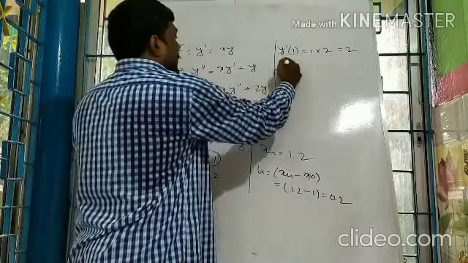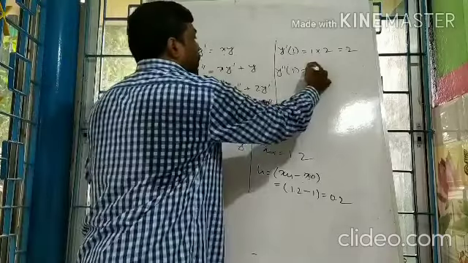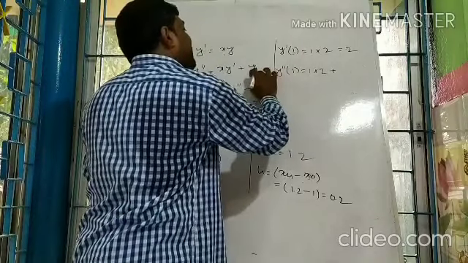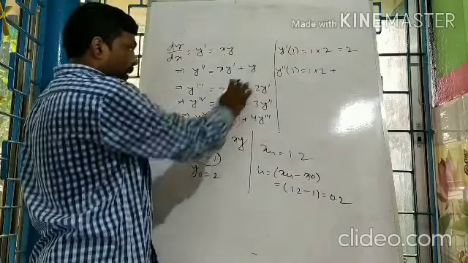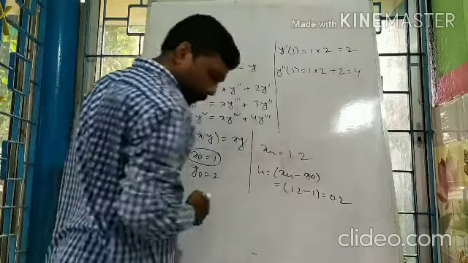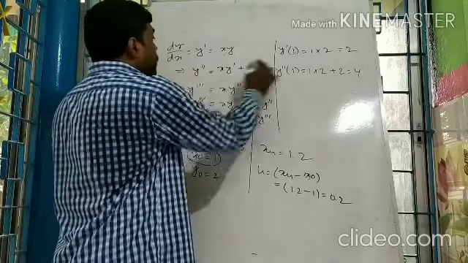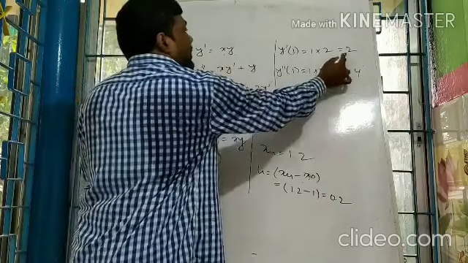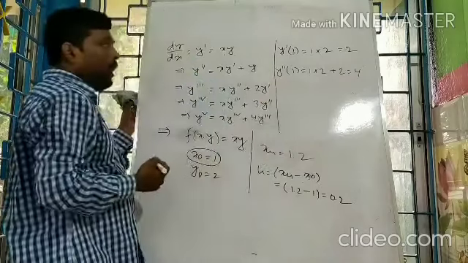Next, y double dash at x0. x0 is 1. So it is 1 into y dash x0, plus y at the point x0. y dash x0 is 2, and y at the point x equals 1 is 2. So it is 1 into 2 plus 2, which is 4.